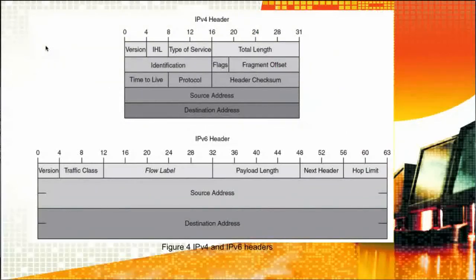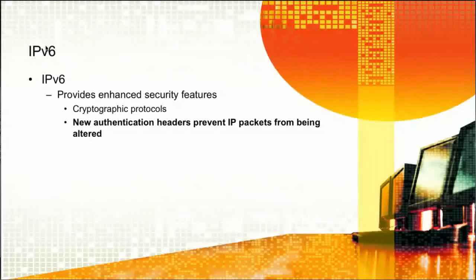Here's a look at the differences in the headers between an IPv4 and an IPv6 packet. IPv6 provides enhanced security features like cryptographic protocols. Its new authentication header prevents IP packets from being altered in transmission. IPsec is inherent in IPv6, whereas IPsec has to be invoked or engaged with IPv4. Security is baked into IPv6 where it's absent in the IPv4 protocol.